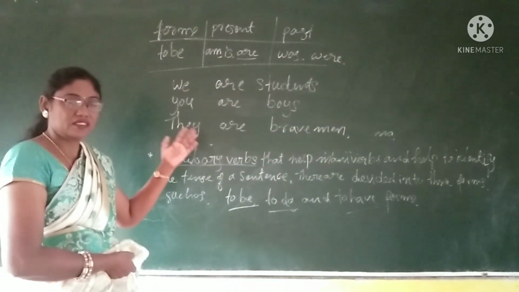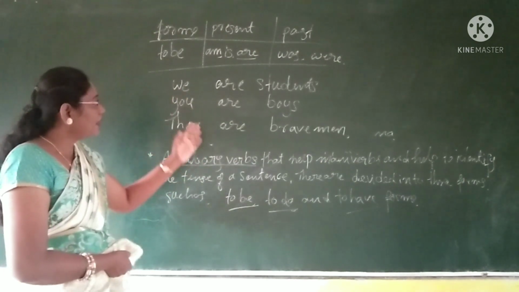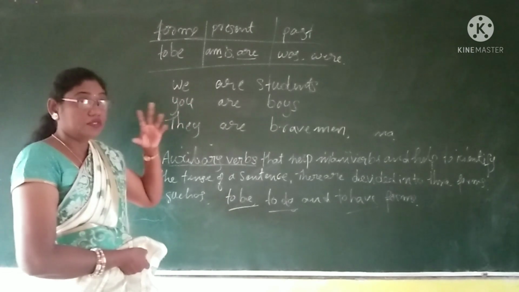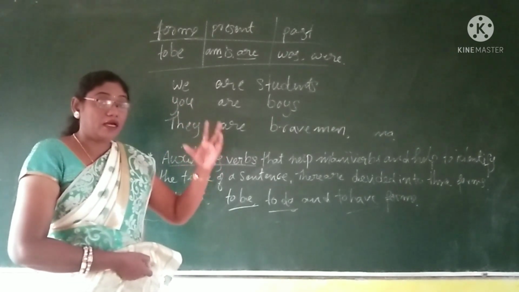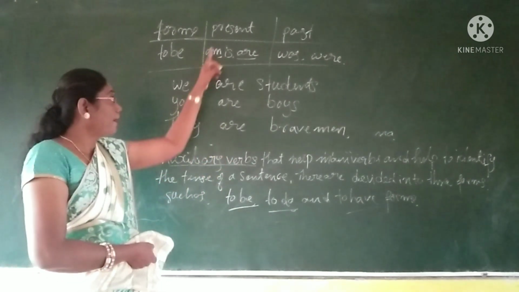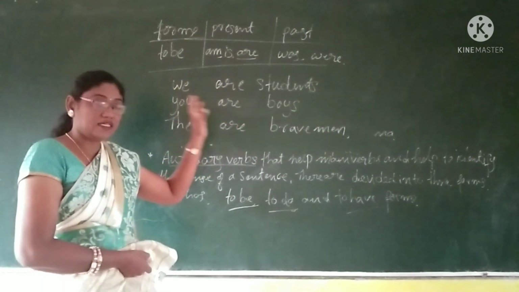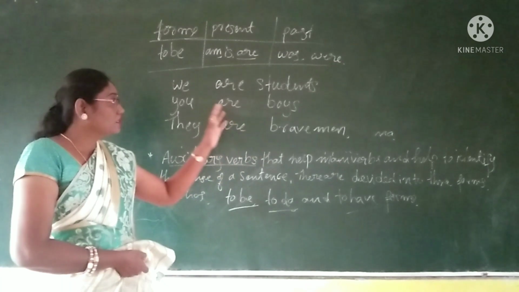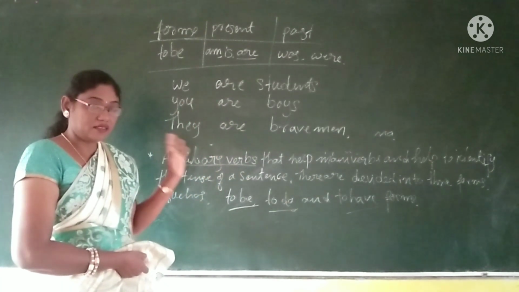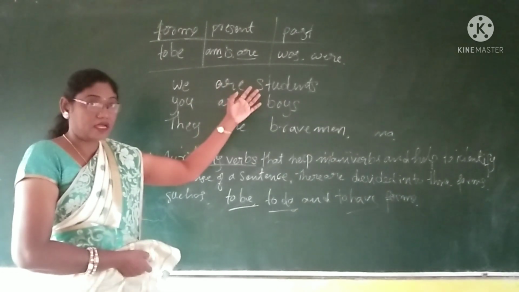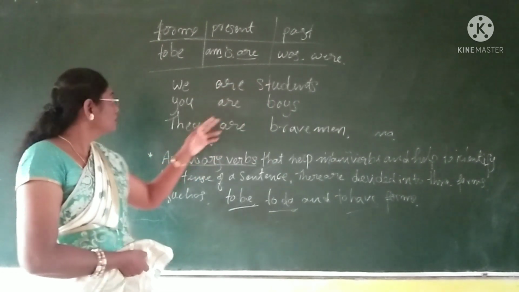So we can use it in this way. See here, I have used "are". You have to mind it. I am only talking about the present tense be forms. When the sentence is in present tense, how do we use them in a sentence? See, I am not talking about the past. I did not go to past yet.